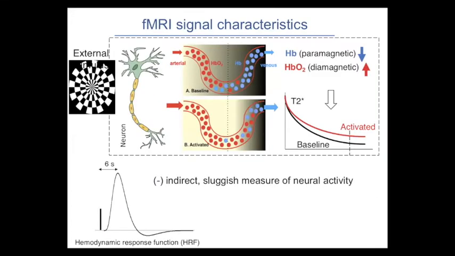But fMRI also has several limitations. The first limitation is that when there is a brief neuroactivation, there will be hemodynamic changes, and then we finally see a rise in fMRI signals. It will take about 6 seconds to peak. So fMRI is really an indirect and sluggish measure of neuroactivity.